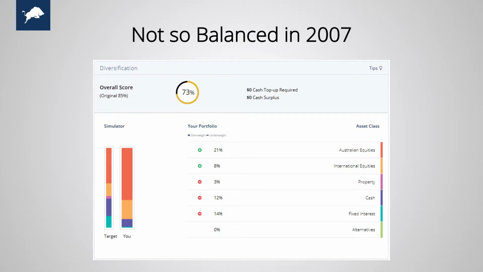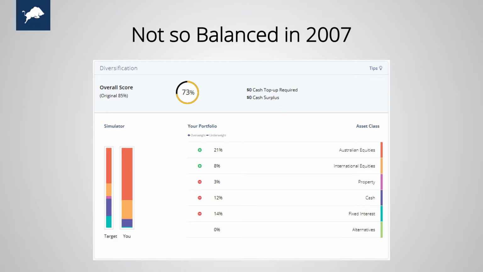So because Australian equities and international equities had run so hard, they have naturally become a bigger percentage of your overall portfolio. So as they grow, the cash and fixed interest component as a percentage of your portfolio shrinks. And here we're seeing we're very much out of kilter from where we originally started. We've gone from 98%, we're now down to 73%.